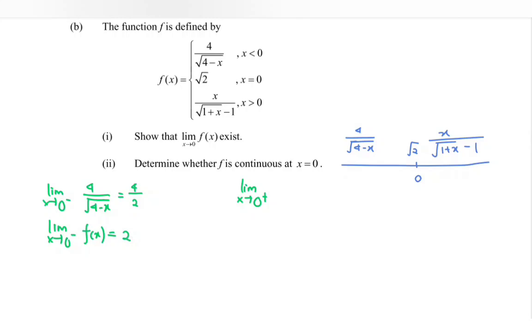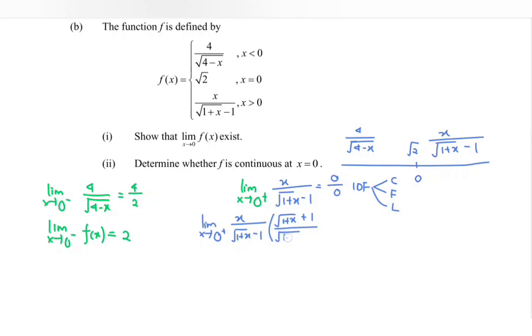Next, focus on the right hand side. We have x over the square root of 1 plus x minus 1. If we substitute, we will have 0 over 0, which is an indeterminate form. So my suggestion is to multiply by the conjugate. Limit when x approaches 0 from the right, x over square root of 1 plus x minus 1, multiplied by square root of 1 plus x plus 1 over square root of 1 plus x plus 1. Expand only the denominator part.